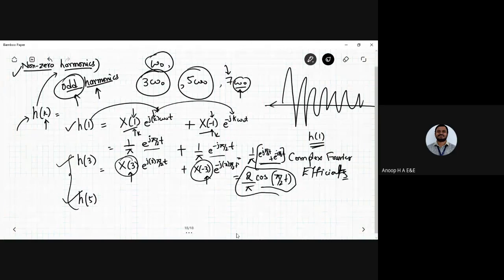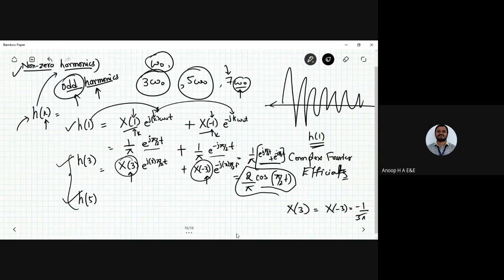Okay, so x of 3 and x of minus 3 have the same values. X of 3 and x of minus 3 will be equal to minus 1 divided by 3 pi. Okay, so that is where you are going to get the values here. That's how you can compute the non-zero values.